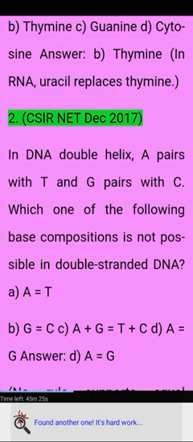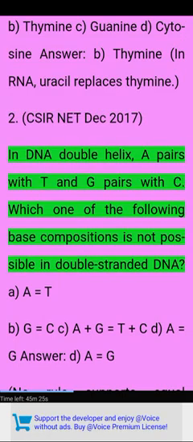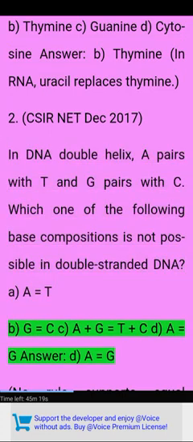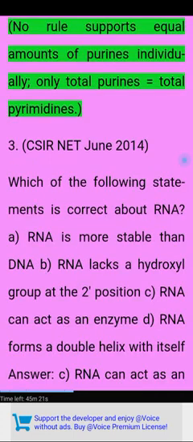2. CSIR NET December 2017. In the DNA double helix, A pairs with T and G pairs with C. Which one of the following base compositions is not possible in double-stranded DNA? A. A equals T. B. G equals C. C. A plus G equals T plus C. D. A equals G. Answer: D. A equals G. No rule supports equal amounts of purines individually. Only total purines equals total pyrimidines.